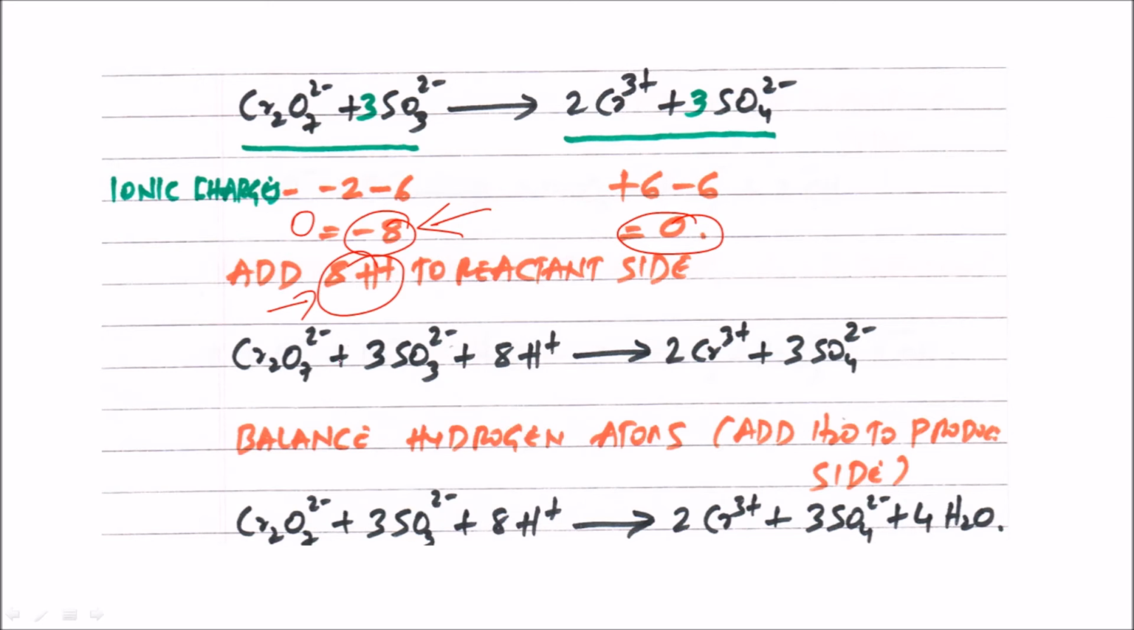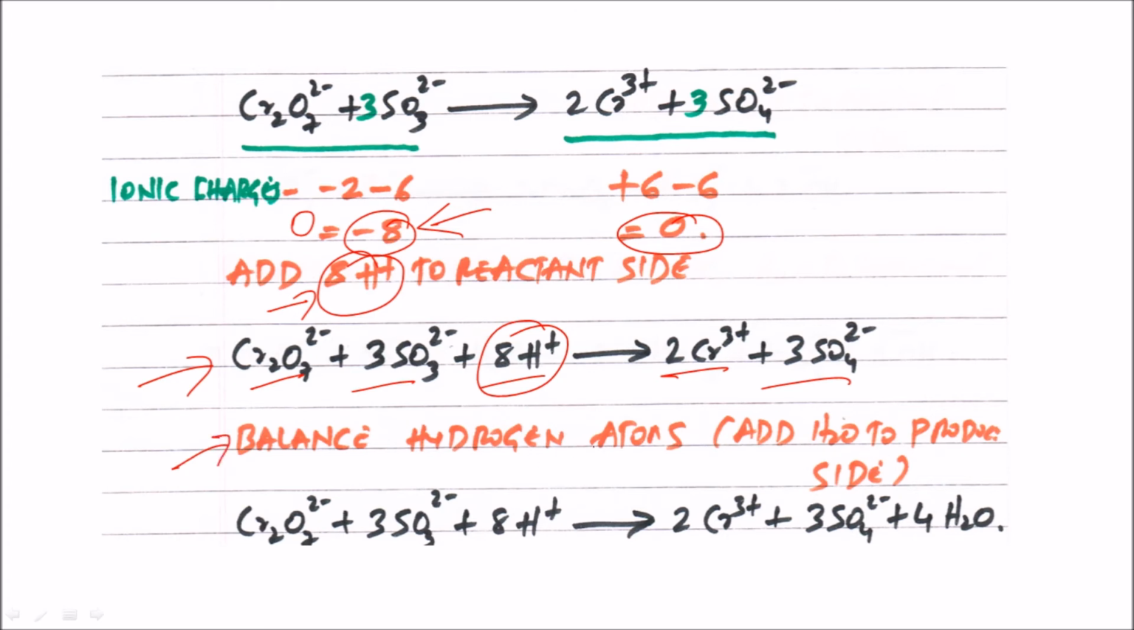After adding 8H plus, just see the reaction now. Cr2O7 -2 plus 3SO3 -2, then added 8H plus, it gives 2Cr3 plus and 3SO4 -2, right? So now we added protons. It means this equation is balanced in terms of ionic charges. Now we need to go for balancing hydrogen and oxygen atoms. That's the last step here.